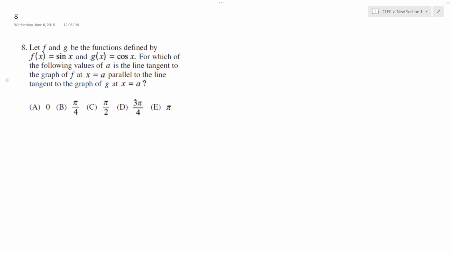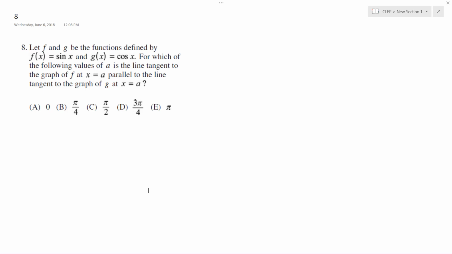All right, so we want to let f and g be the functions defined by f of x is equal to sine of x. So that's function f, and then g of x is equal to cosine x. For which of the following values of a is the line tangent to the graph of f at x equals a parallel to the tangent to the graph of g at x equals a?